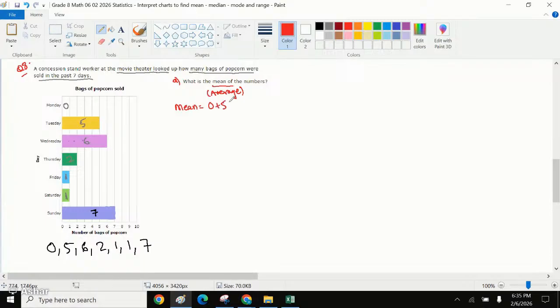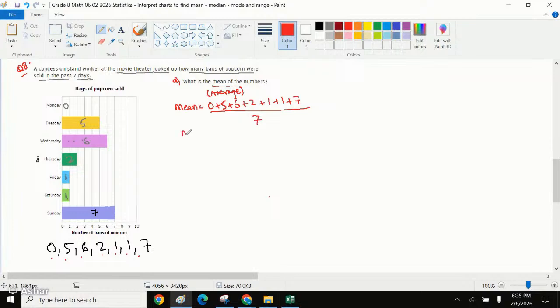0 plus 5 is 5, 5 plus 6 is 11, 11 plus 2 is 13, 13 plus 1, 14, 15, 15 plus 7 is 22. How many scores were there? 1, 2, 3, 4, 5, 6, and 7.